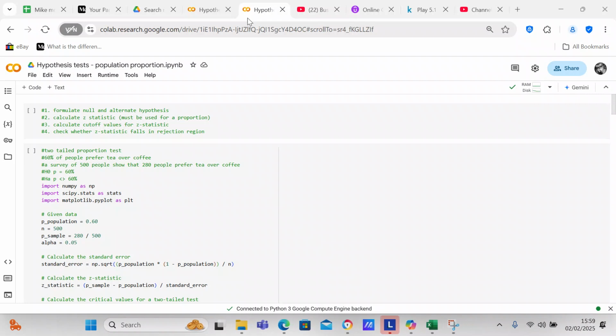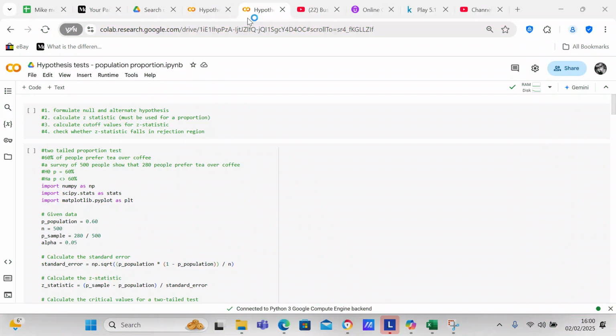This video is going to be on hypothesis tests, like the video that I previously made on hypothesis tests. In that video, we calculated the t-statistic, which is used when you know the mean. In this particular set of hypothesis tests, I'm going to be doing a code review on calculating the population proportion. In order to do that, we're going to be using the z-statistic.